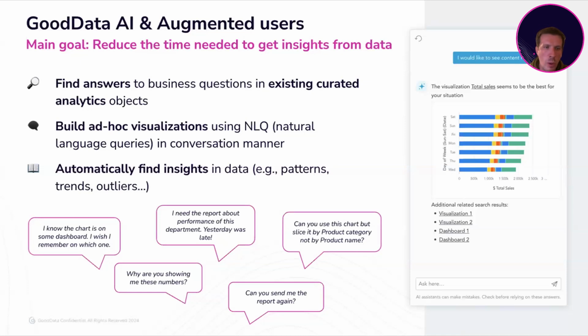So here are some examples of the questions which I believe you have met with. Why are you showing these numbers? Can you send me the report again? Can you use this chart but slice it by product category, not by product name? So very typical questions, and we hear from you the concern that in order to get the answer to those questions, you have to contact a specific team. You have to wait some hours, sometimes also days, to get the answer. With this AI chatbot functionality, you can ask the chatbot directly and you will have the response instantly.